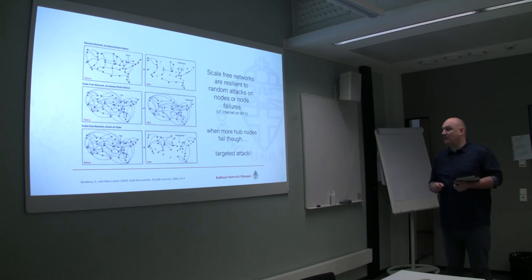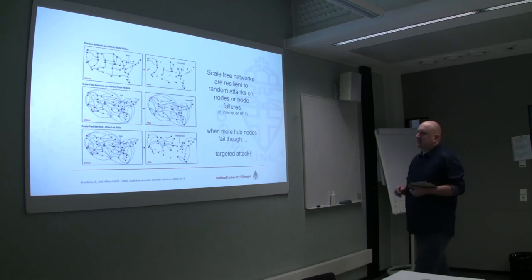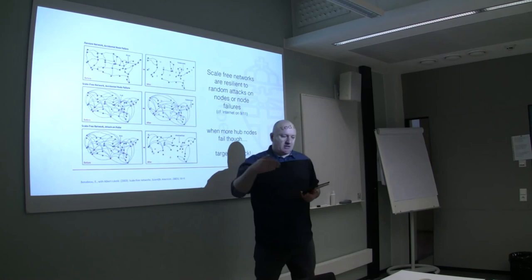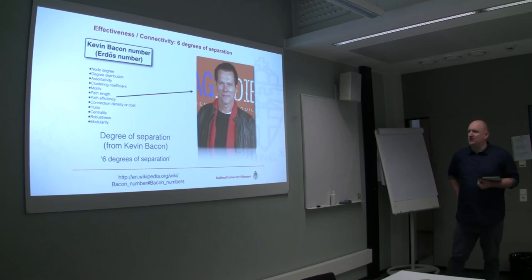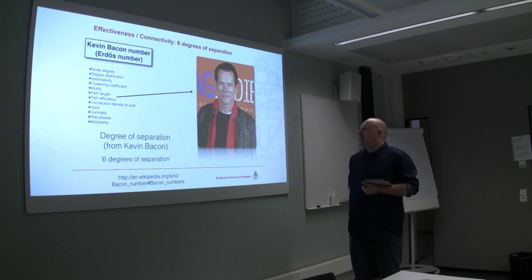So this idea that you can get very easily from one node to another in a very short number of steps is related to something you might know, which is the six degrees of separation. Have you heard about this? Yeah, I think everybody knows about this. It's also sometimes called the Kevin Bacon number.